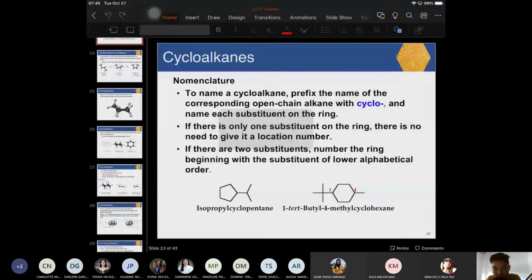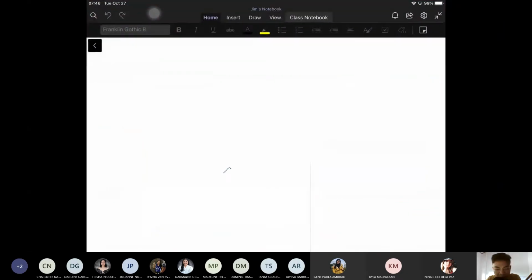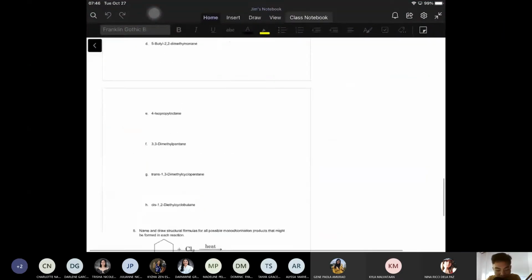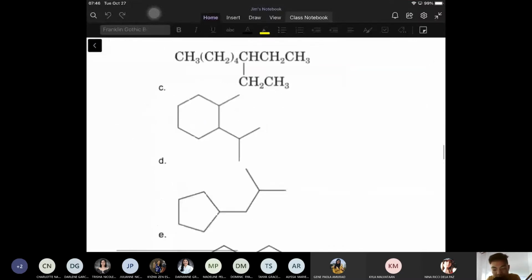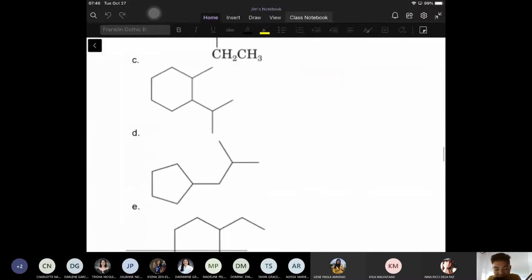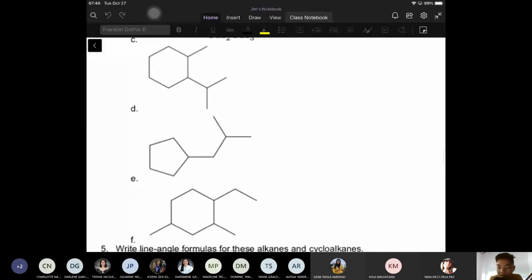Okay, so with that, let's try to practice some cycloalkanes. Dito tayo. Ayan. So, we have 3 cycloalkanes here. So, pangalanan natin sila.